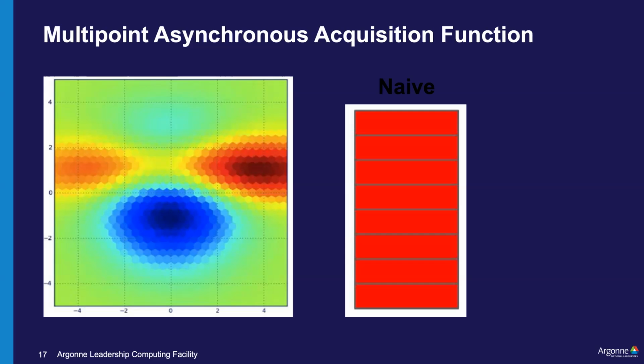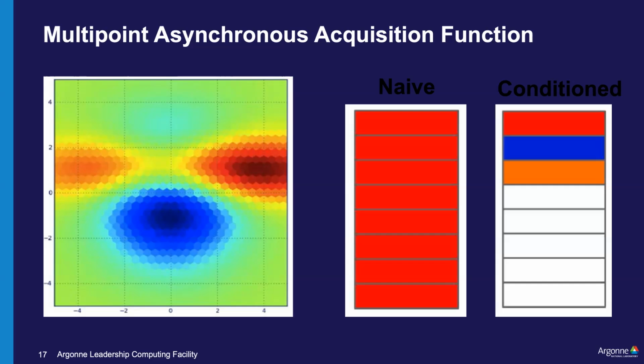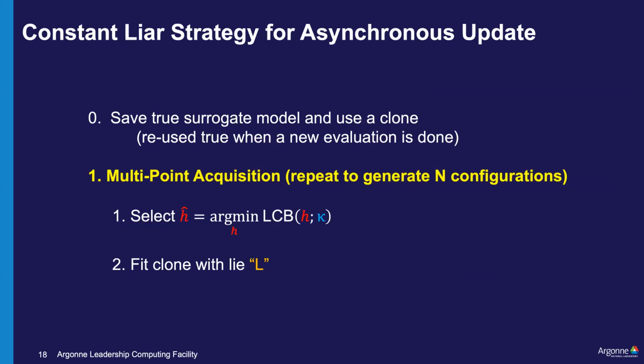Another possibility is to condition each sample in order to navigate more in the search space. For example, you go in the red, in the blue, and in the orange areas. How can we do this? We do this with what is called the constant liar strategy for asynchronous updates, which means that as soon as one evaluation is finished, you get the feedback and you can quickly generate new configurations to send something to be evaluated on idle nodes. It improves efficiency.